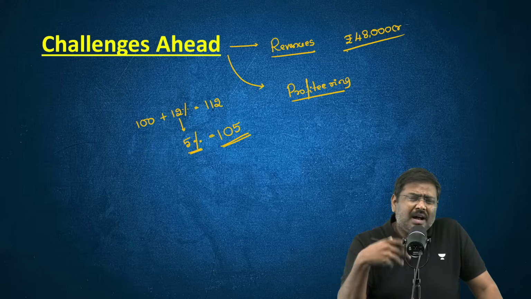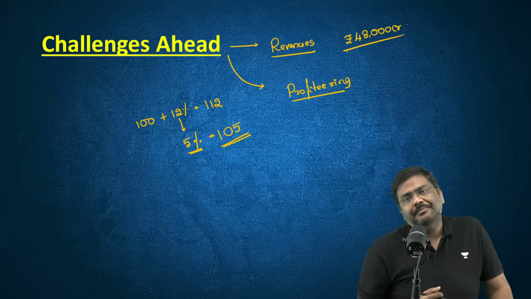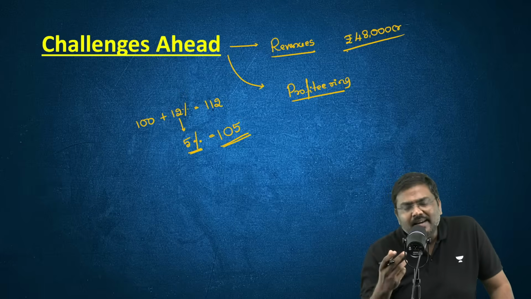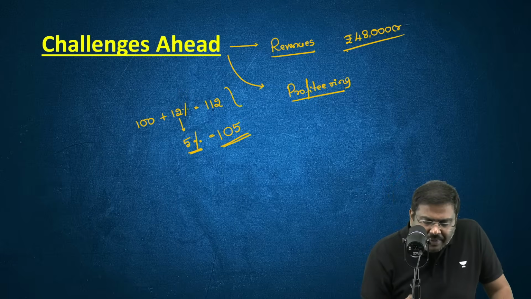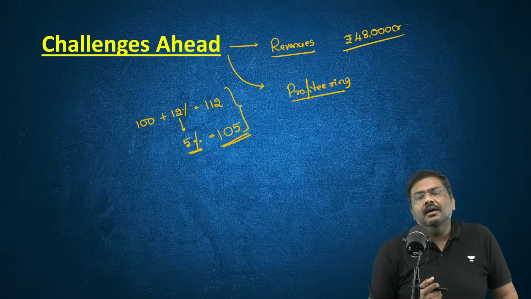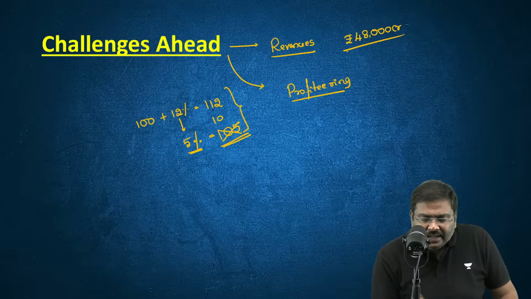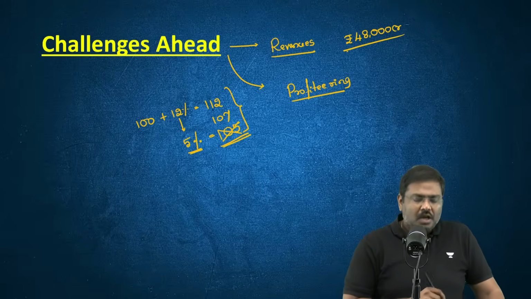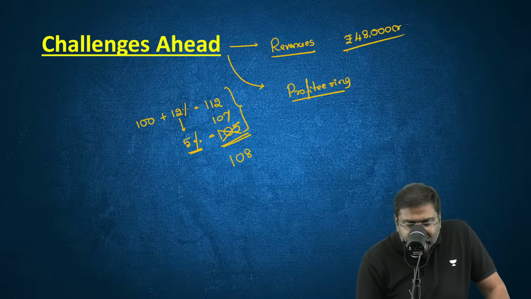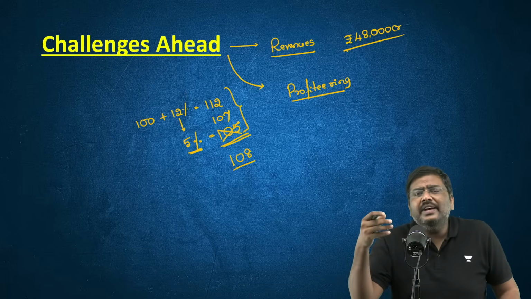You're expecting the MRP to become 105. But what is the guarantee then? What if the sellers do not transfer the complete benefit of rate reduction to you and me? Instead of selling it at 105, what if they sell it at 107? What if they sell it at 108? This is basically profiteering. Profiteering means what?